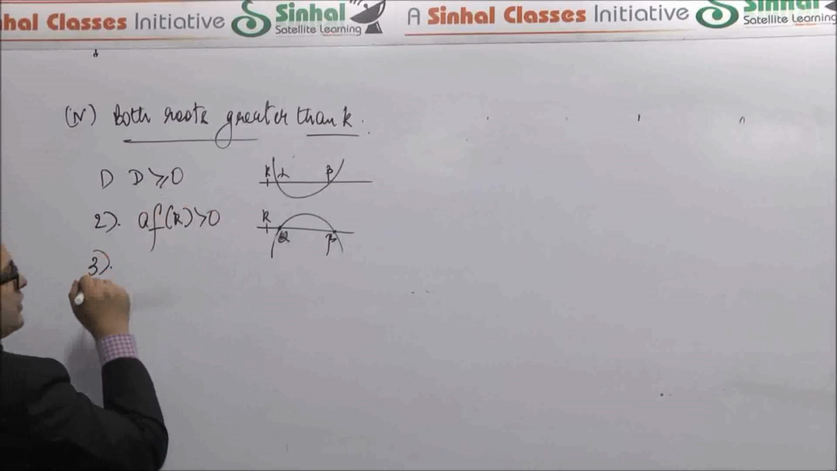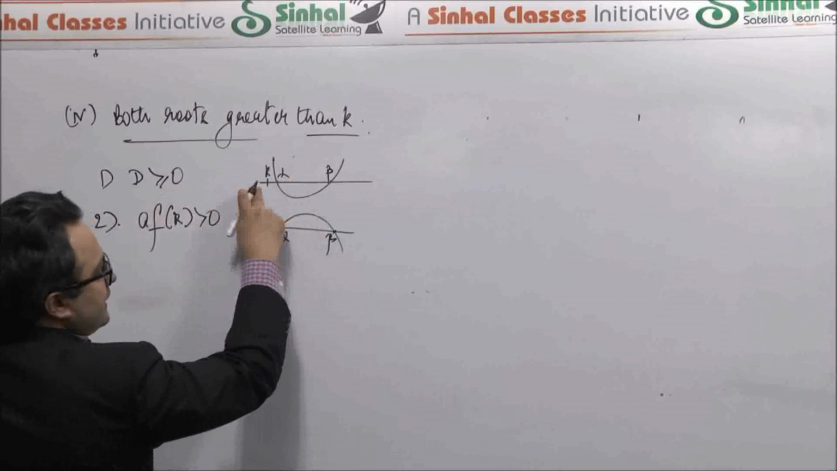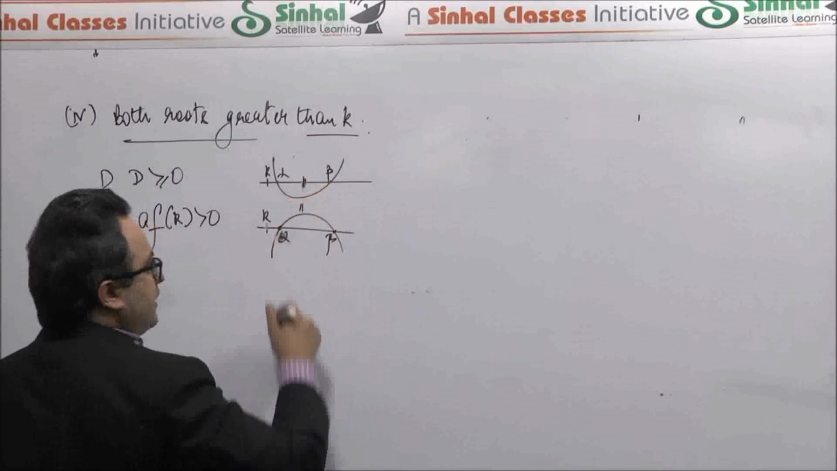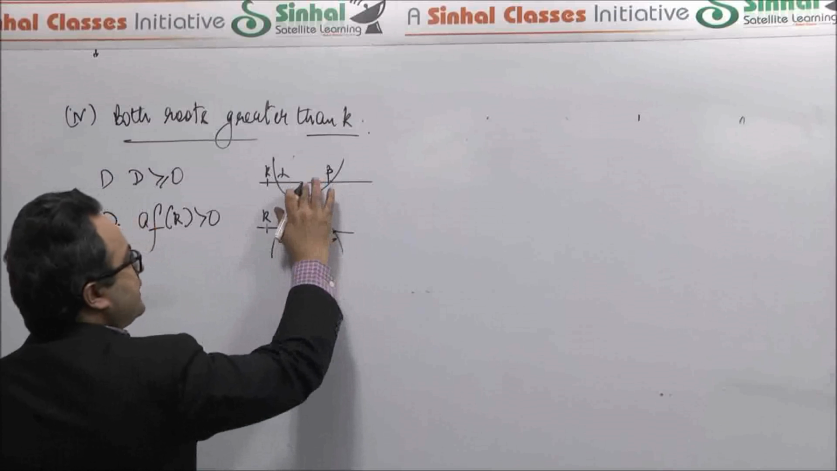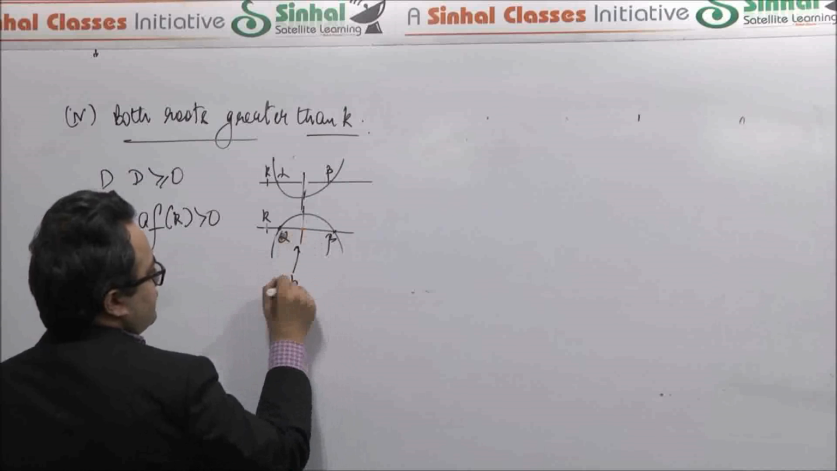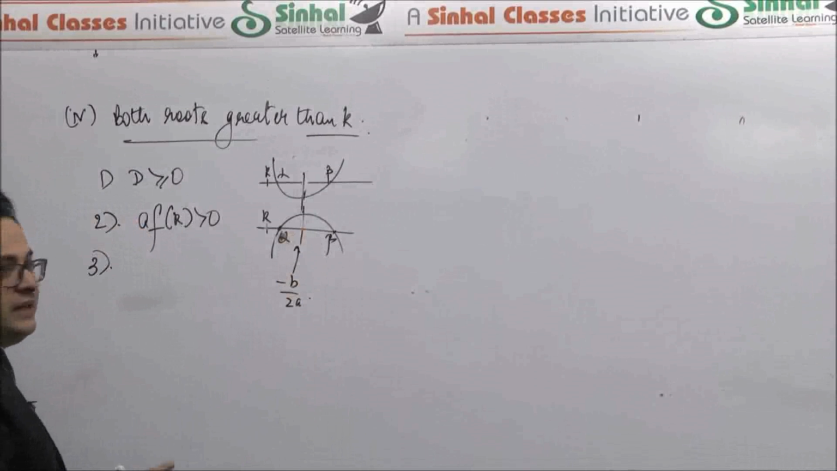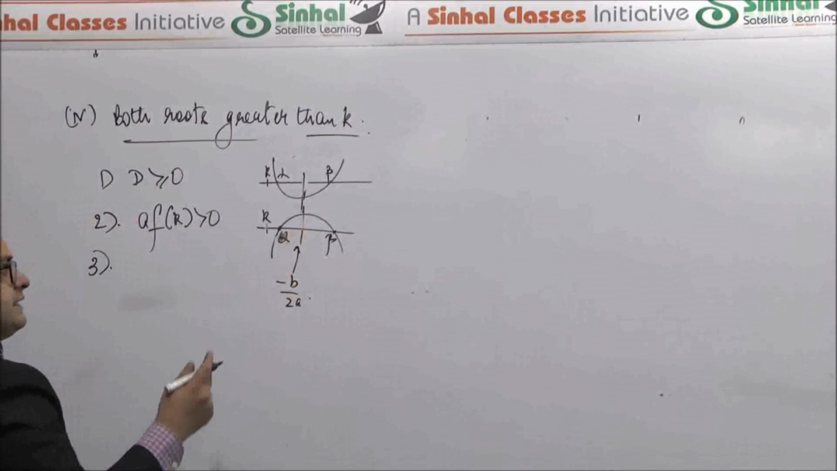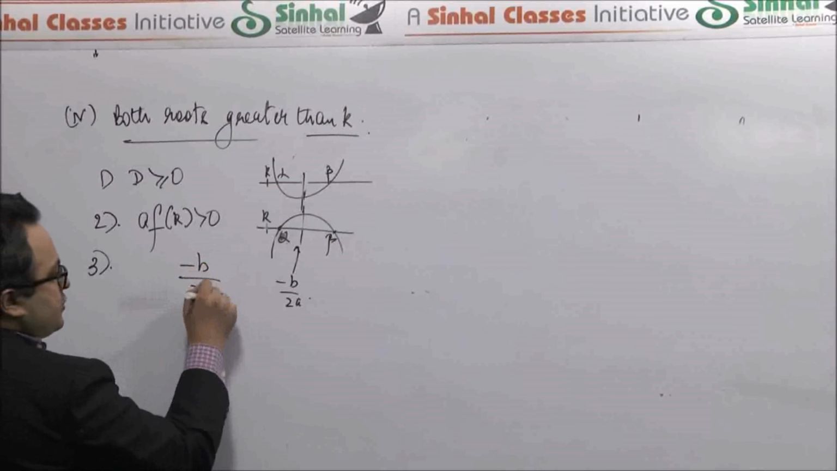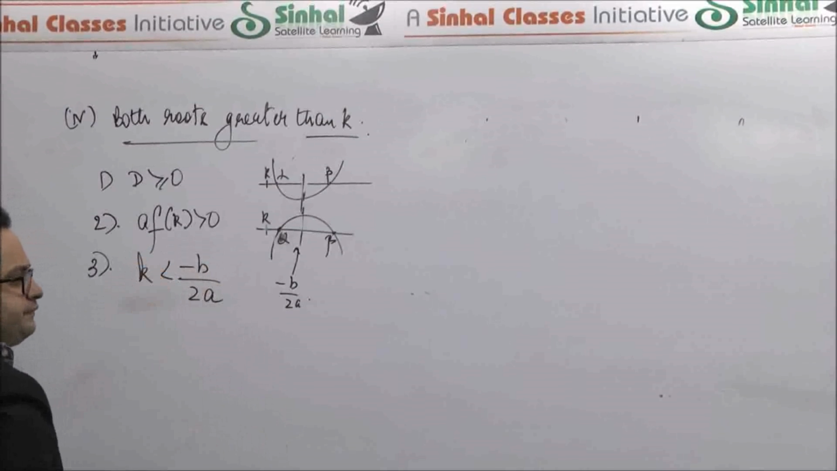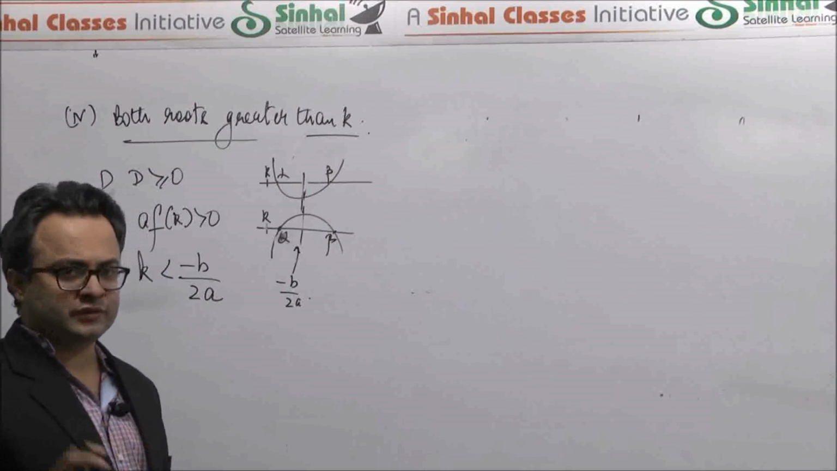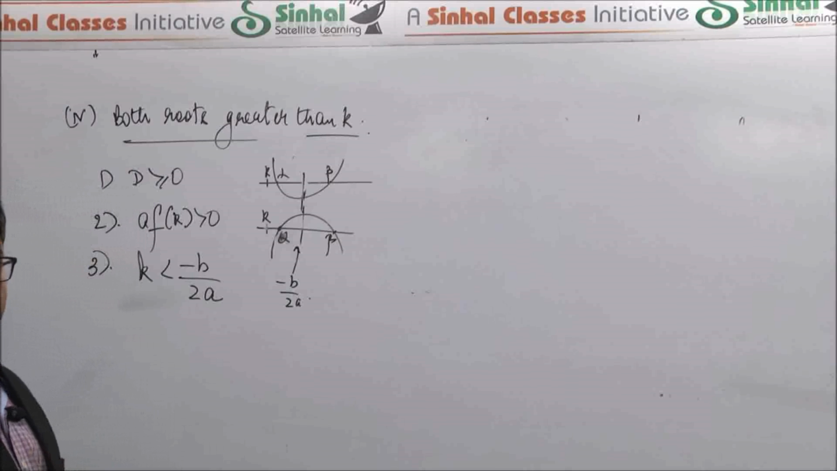And a third condition that we'll impose is that since both the roots are greater than the value k, the midpoint of both the roots, which will actually be the x coordinate of the vertex, the midpoint of alpha and beta, will be the x coordinate of the vertex. So since alpha and beta both are greater than k, the x coordinate of the vertex, which is minus b by 2a, should also be greater than k. Right? So these three conditions together ensure that both the roots of the quadratic are greater than the fixed value k.